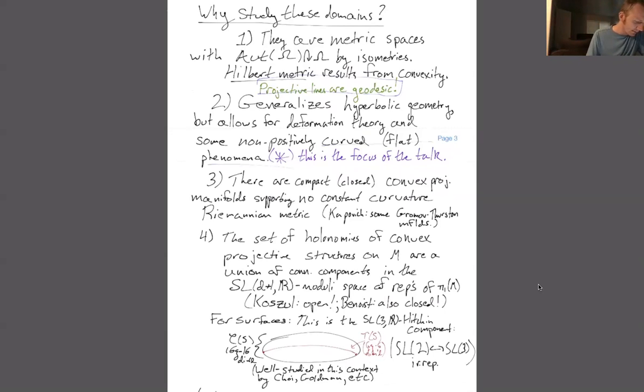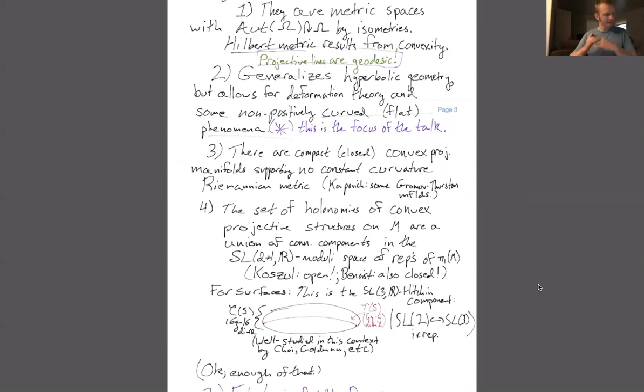Okay. The third part I want to point out is that this is not just deformation theory of hyperbolic geometry. There are compact convex projective manifolds which support no constant curvature Riemannian metrics. So Kapovich showed this of infinite families of the Gromov-Thurston manifolds, which are also used to sort of demonstrate that maybe geometrization in the sense of Thurston doesn't necessarily work in dimension 4 or higher. But many of those manifolds do support convex projective structures.